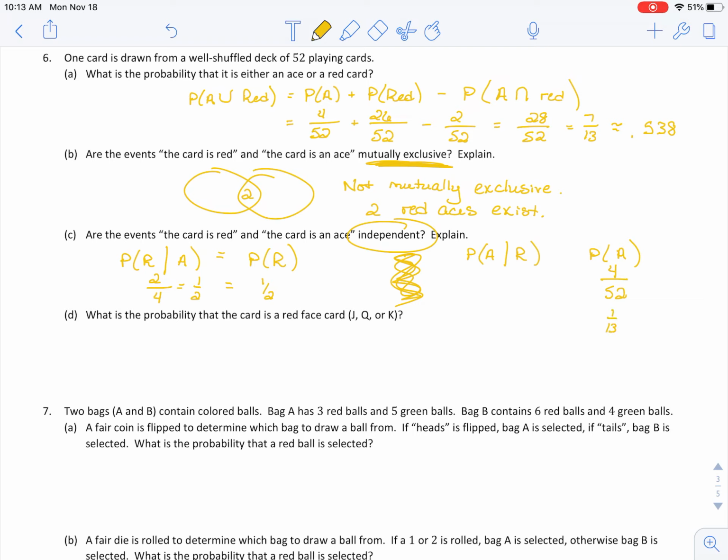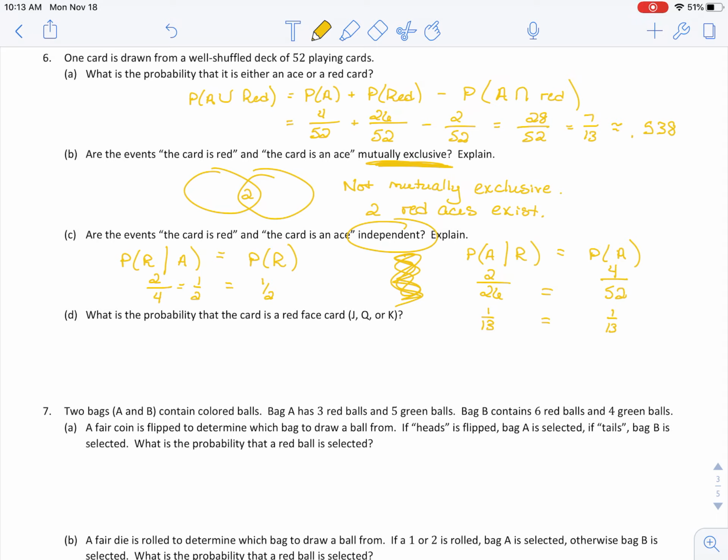But here, if I tell you, hey, I'm holding a red card, there are only 26 cards I could be holding. Of those 26 cards, there are 2 aces in there, because there's the ace of hearts and the ace of diamonds. So you could have tested it that way as well. You're still going to get that they are independent events.